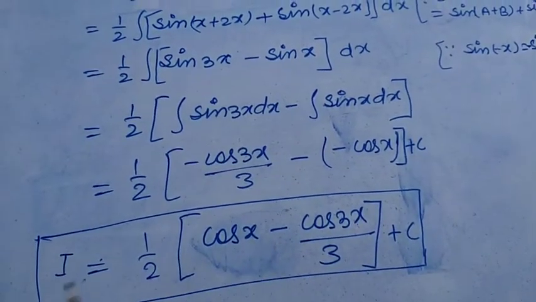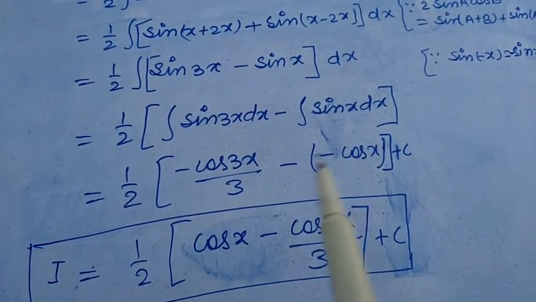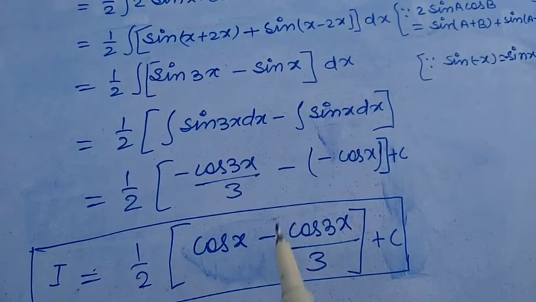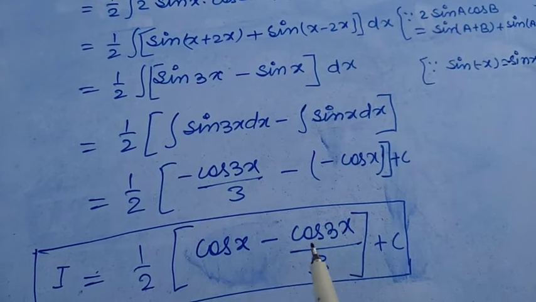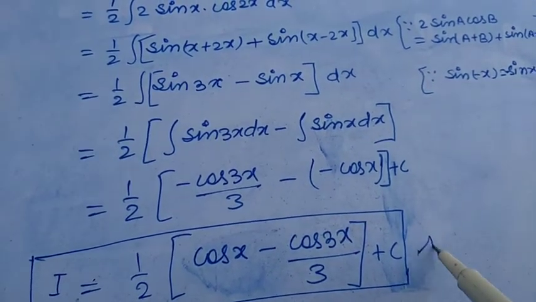So I is equal to 1 upon 2, and this minus and minus will be plus. So this cos x we have written here, and this part we have written here, which is minus cos 3x upon 3, plus c. This is the answer.